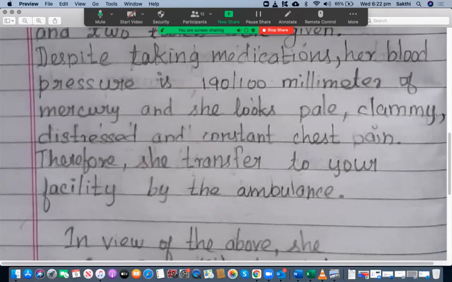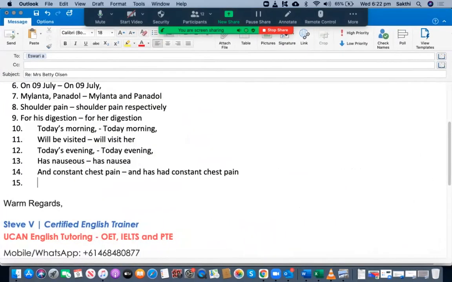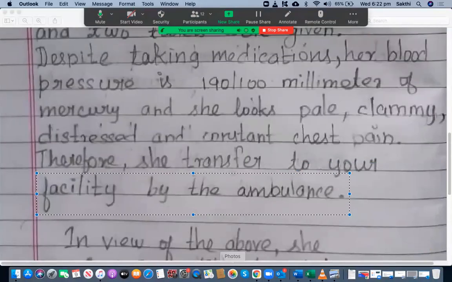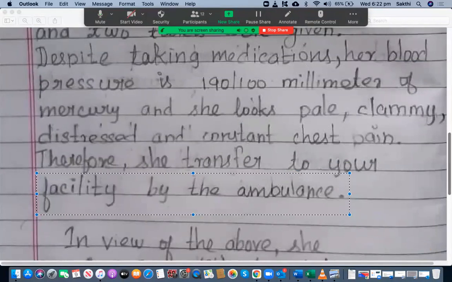You don't need to mention whether it is by the ambulance. Why did you mention these things? You are unnecessarily adding some words that could have been removed. Therefore, she transferred is wrong. She will be transferred, or she is being transferred, something like that, to your facility.